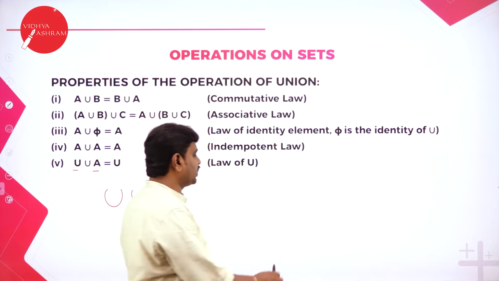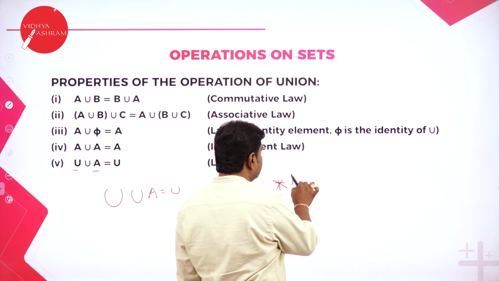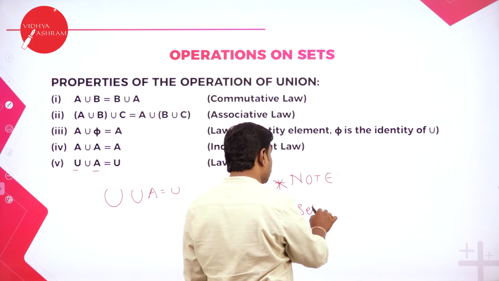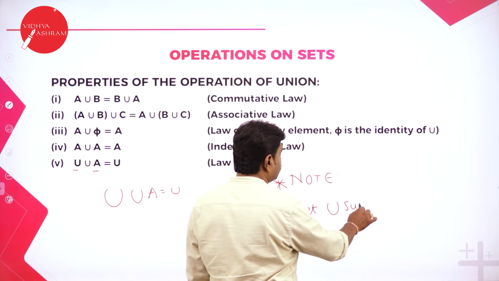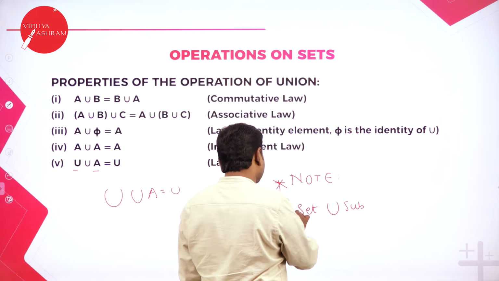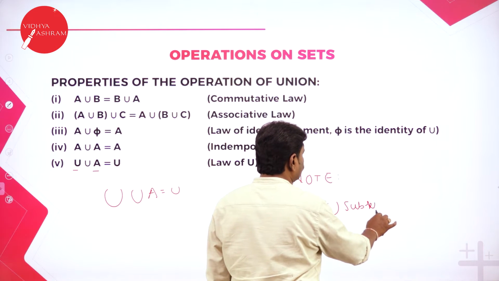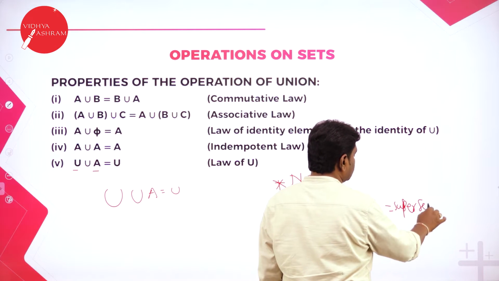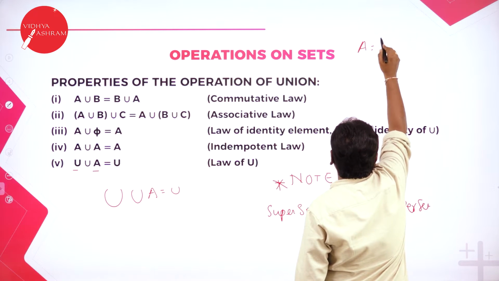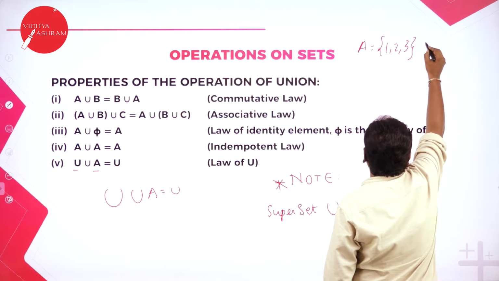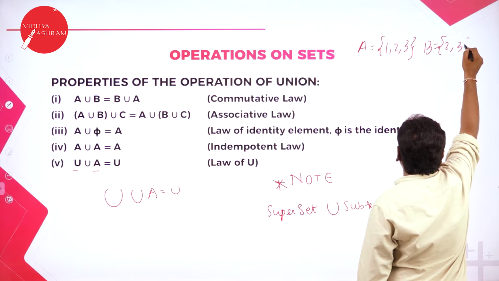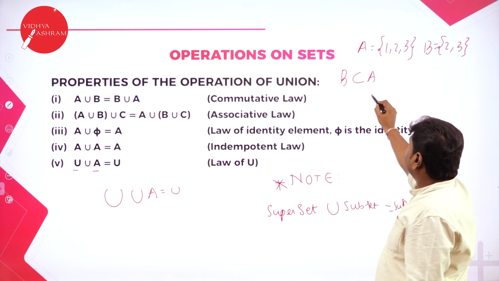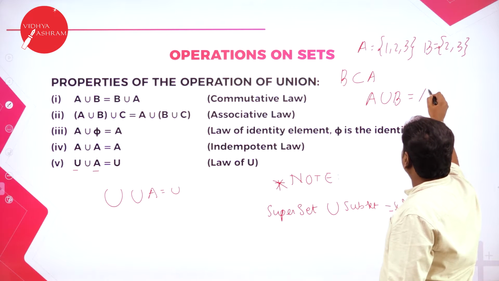And one more interesting fact I want to tell you, you can make it as a note. Note on subset and set. When you do union with a subset, superset, the big set, superset union subset gives you superset. For example, I'll take A is 1, 2, 3. I'll take B is 2, 3. Do you agree? B is a subset of A. B is a part of A. If you do A union B, you will get the big set A.